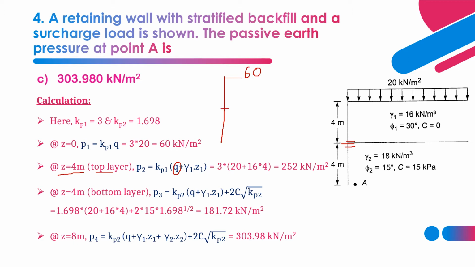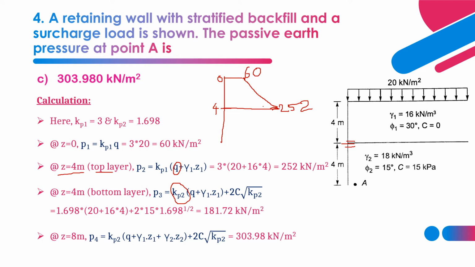So here you can see this is the 0th depth and this is the 4th meter, and this point is 252. Okay, so this is 252. And just below that layer, just below the 4 meter layer, the second stratification is occurring. So that's why we are considering the Kp2 value here.